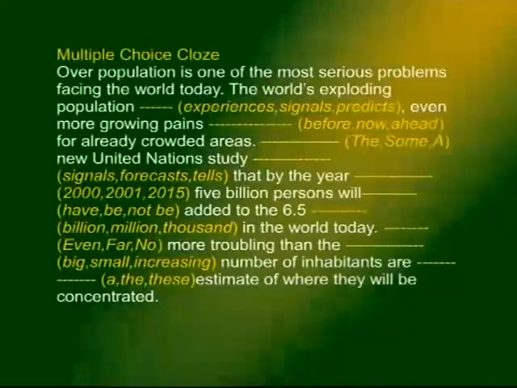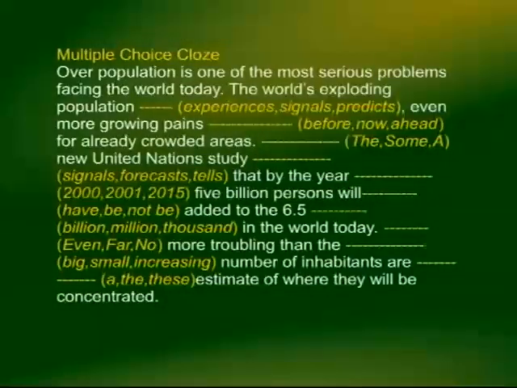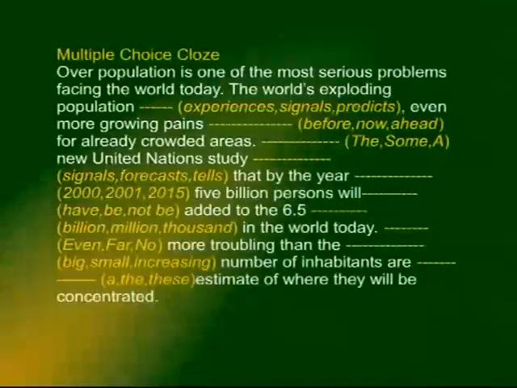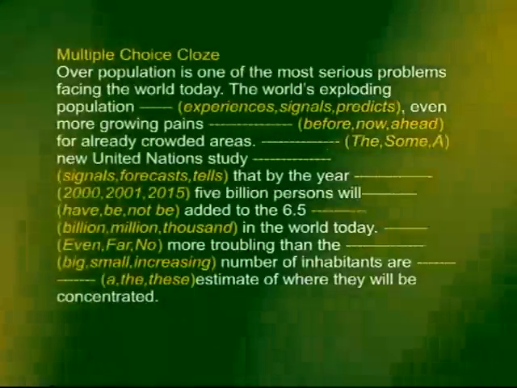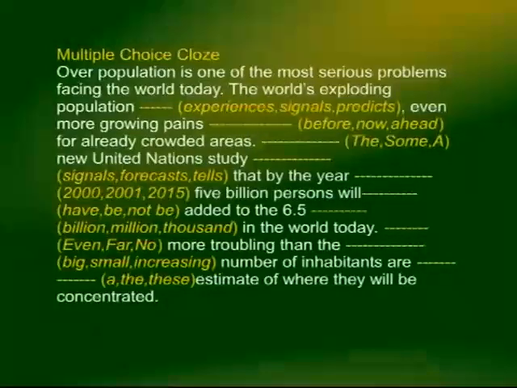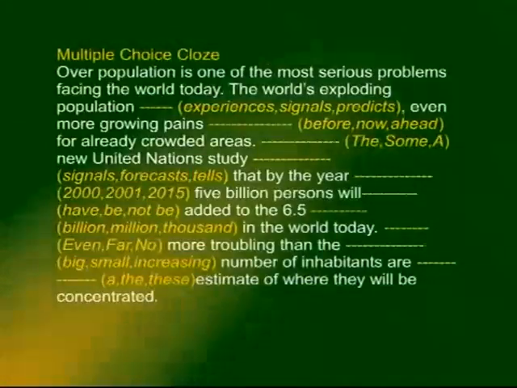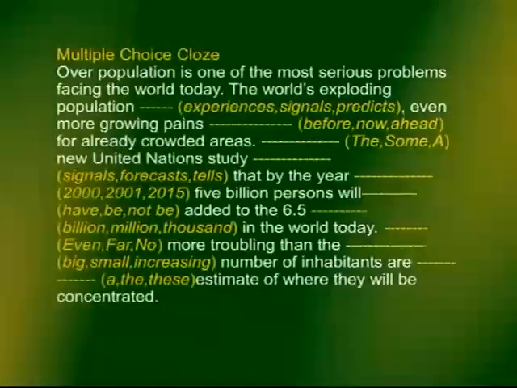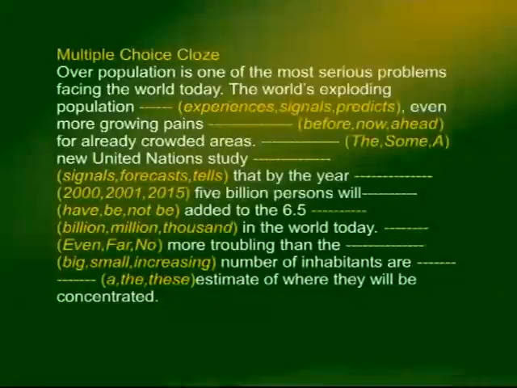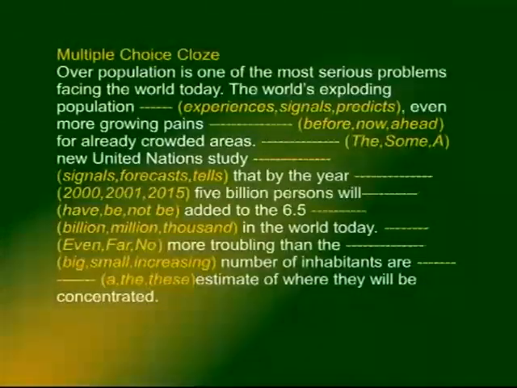Overpopulation is one of the most serious problems facing the world today. The world's exploding population, and in the first gap you've got 3 choices: experiences, signals, predicts. Choose one which would be appropriate. The world's exploding population, even more growing pains for already crowded areas. You can't have experiences. That is out. You've got 2 more words: signals and predicts.